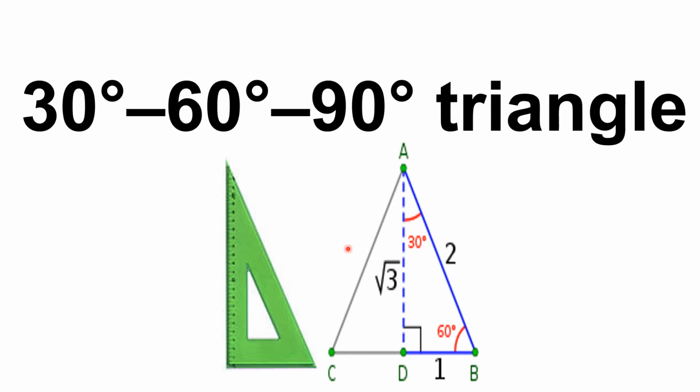Our second example for an angle-based special right triangle is the 30, 60, 90-degree triangle. This is a triangle whose three angles are in the ratio 1 is to 2 is to 3, respectively measured as 30, 60, and 90 degrees, or pi over 6, pi over 3, and pi over 2. The sides are in the ratio of 1 is to square root of 3 is to 2.